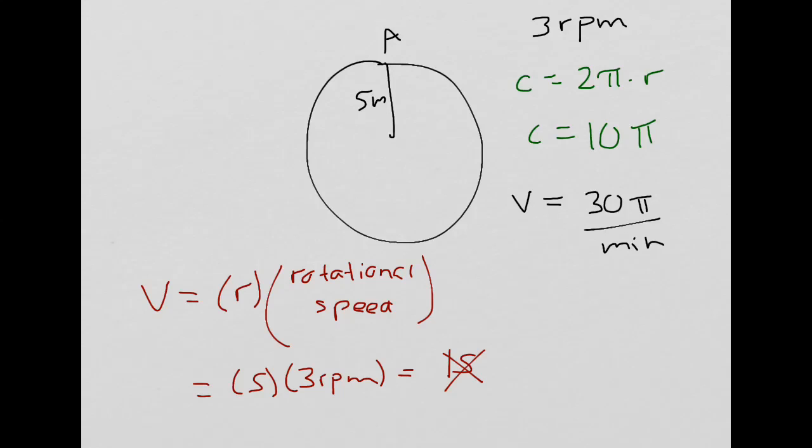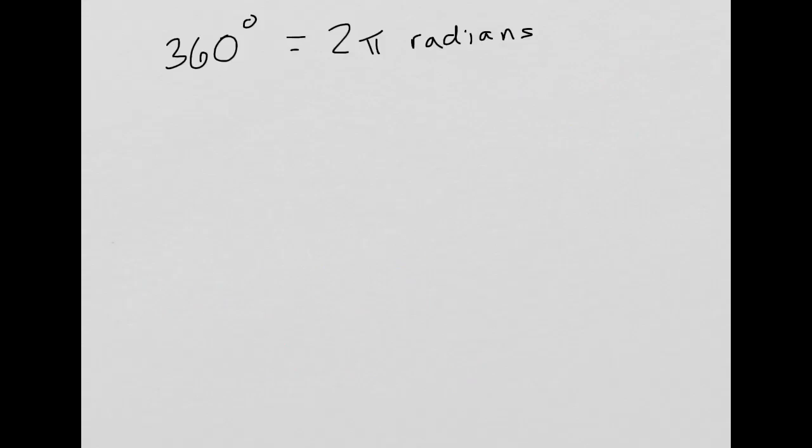Alright, well, let's consider some units. In order to plug into this formula involving rotational speed, the rotational speed must be in radians per minute or radians per second. Right now I have it in rotations per minute. Okay, so for those of you that don't know, there are 360 degrees in a circle, and 360 degrees is also equal to 2 pi radians. So there are 2 pi radians in 1 revolution, per rev. And there's also 360 degrees in 1 revolution.